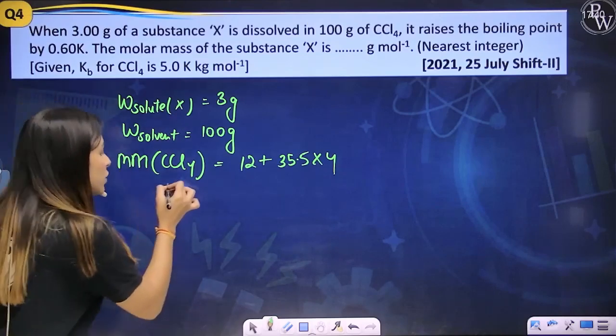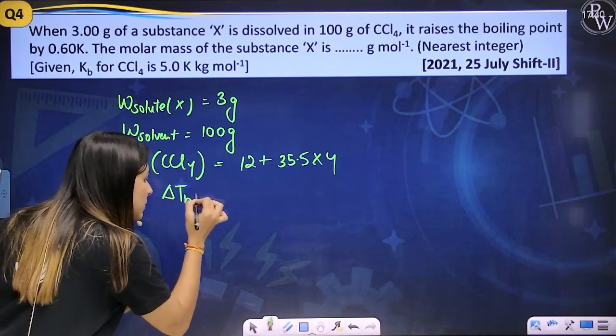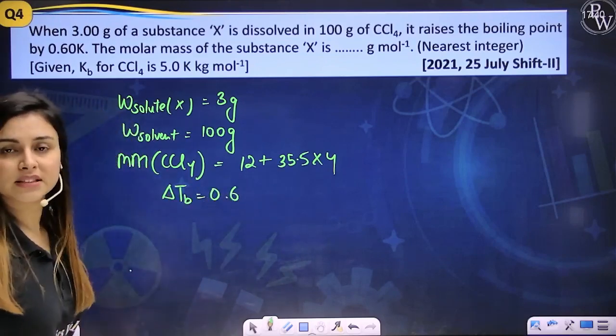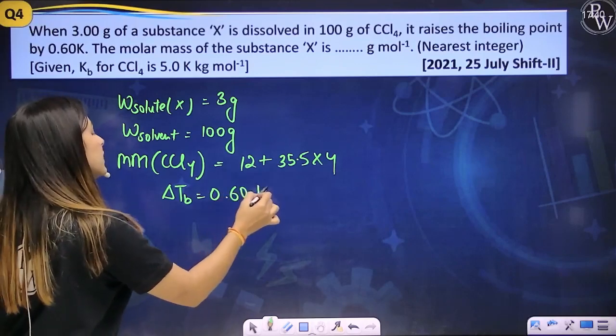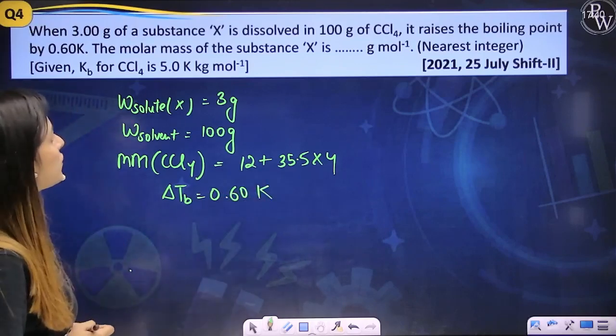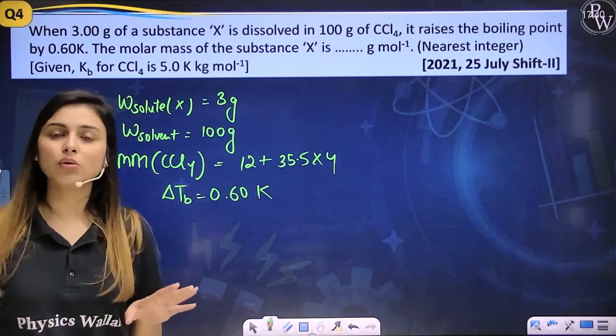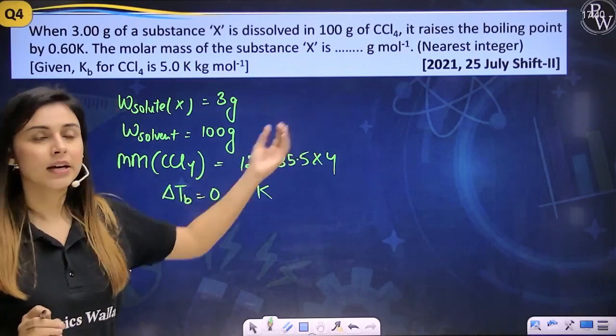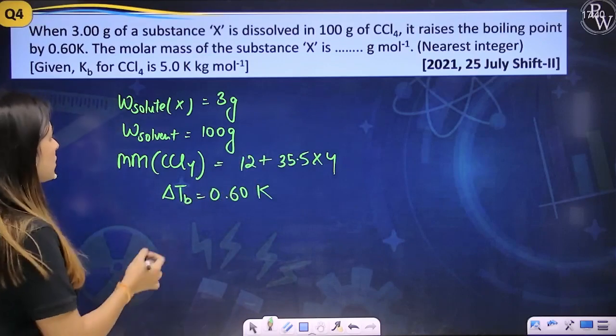So this is giving you how much it is raised. Delta TB is given to be 0.60 Kelvin. The molar mass of the substance X is? So you have to calculate the molar mass of your solute. Such an easy question, recently asked, right? Yes. So how can you calculate this?